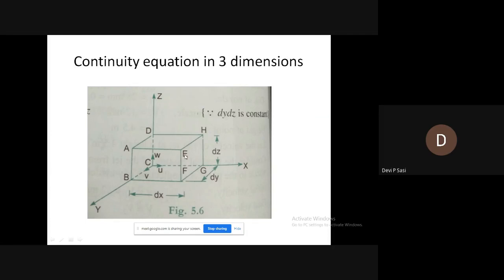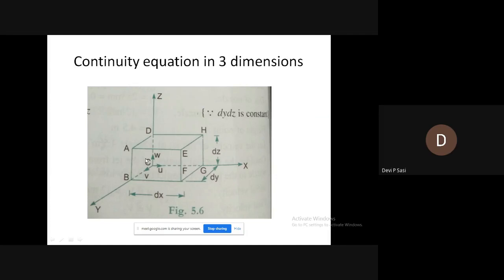That is, the mass in EFGH will be equal to the mass present in ABCD plus the mass which is coming over to EFGH.